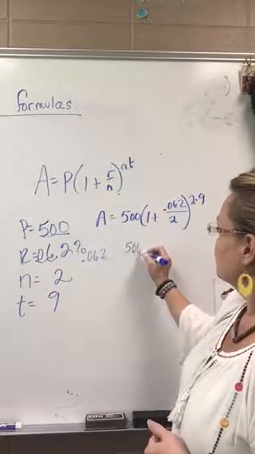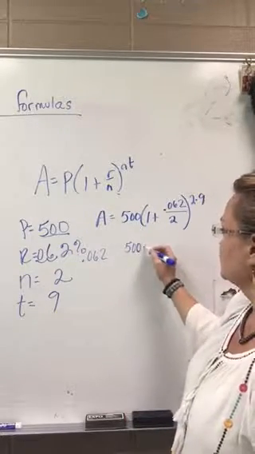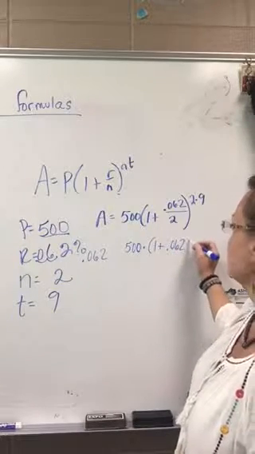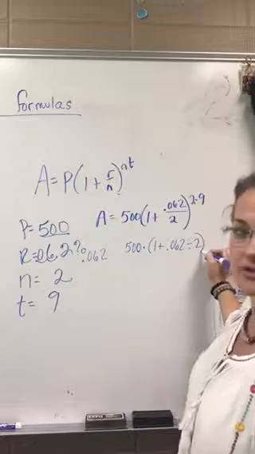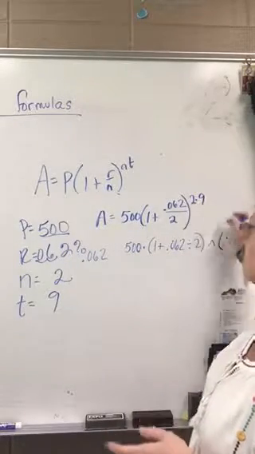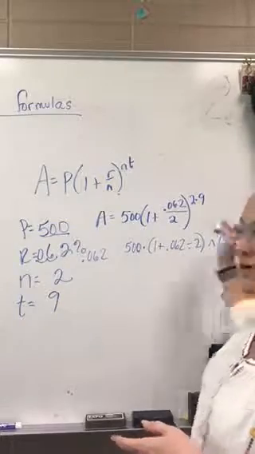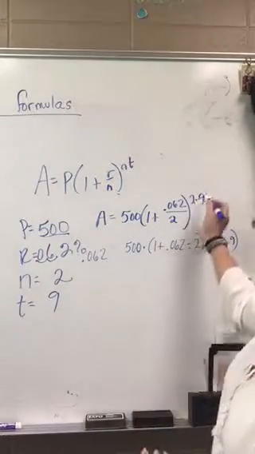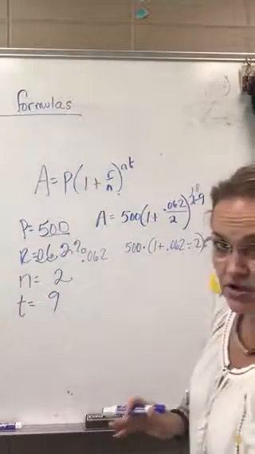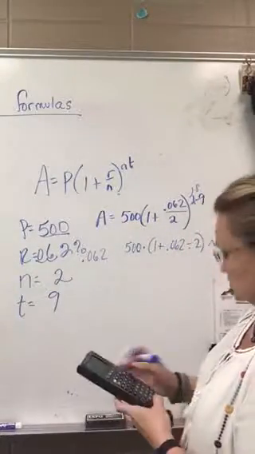So the input for your calculator will be 500 times parenthesis 1 plus 0.062 divided by 2 raised to, and this is the important part, you have to parenthesis that 2 times 9. Or just go ahead and know it's 18. Call that 18 and then you just say up arrow to the 18th. That solves the issue. But let's see what that should be.